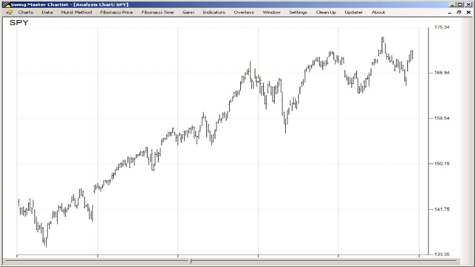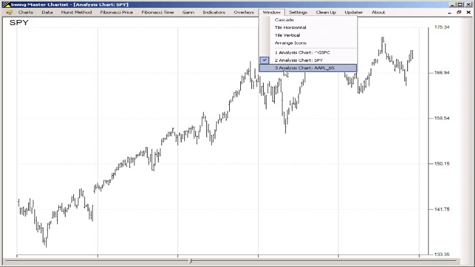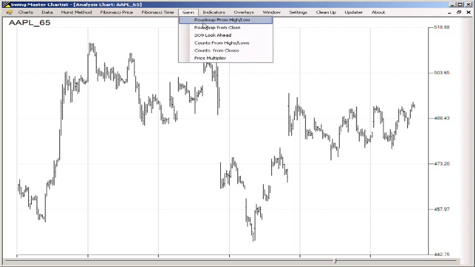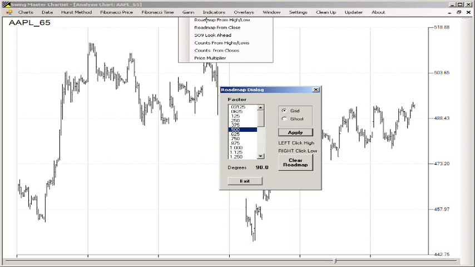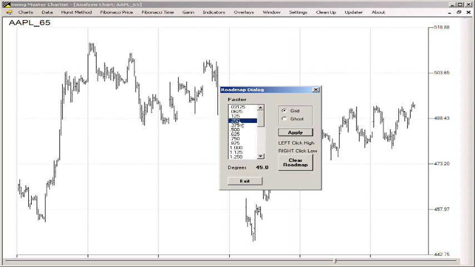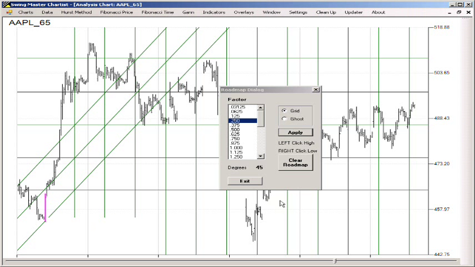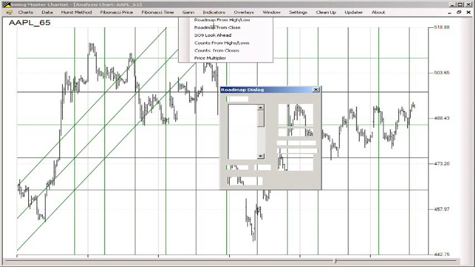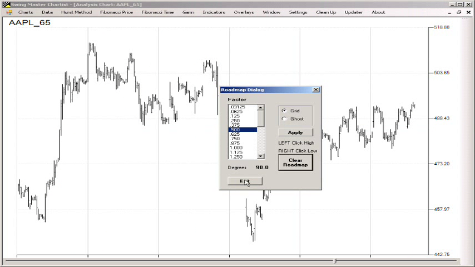You can also use the roadmap channels with intraday data. And we'll swap over to an Apple 65-minute chart. The mechanics are exactly the same. Roadmap from high-low, choose a factor, apply, click on the pivot, and we can see that we did get a useful roadmap, but not a very good one. So let's clean this up.